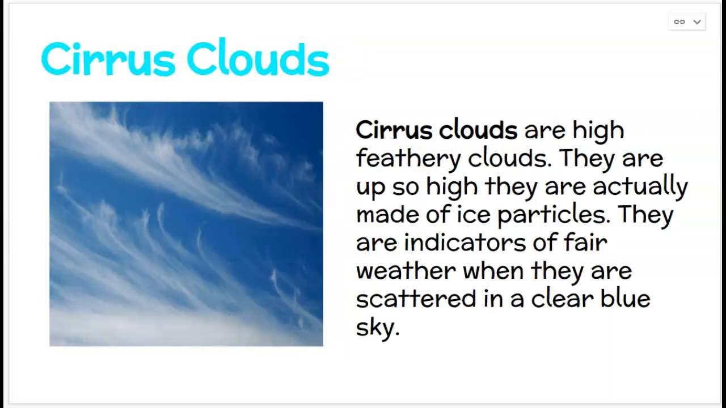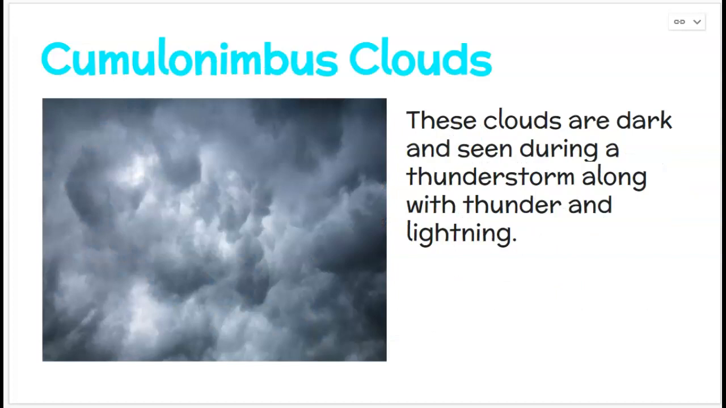Cirrus clouds are high, feathery clouds. They are up so high they are actually made of ice particles. They are indicators of fair weather when they are scattered in a clear blue sky. Cumulonimbus clouds are dark and seen during a thunderstorm, along with thunder and lightning.